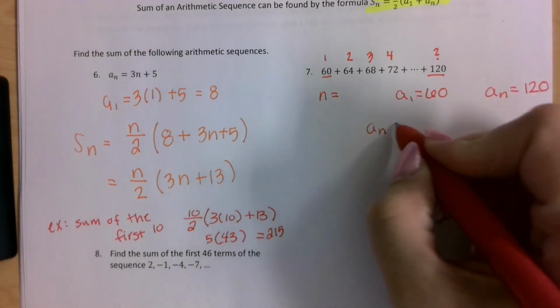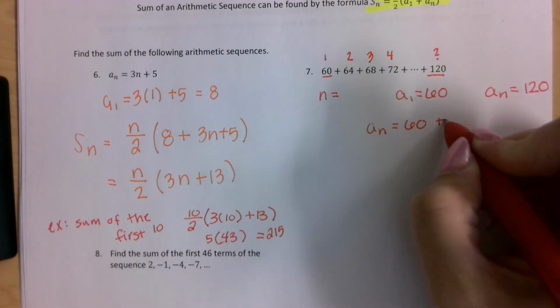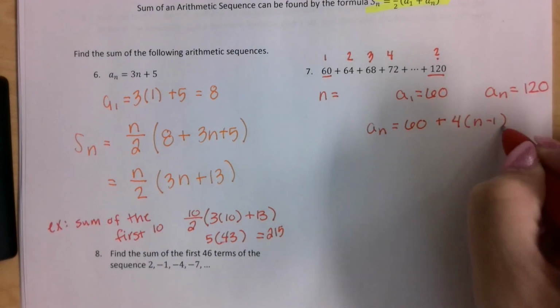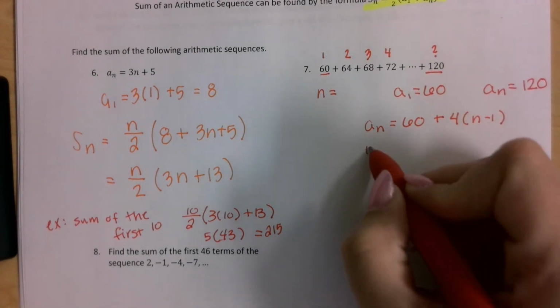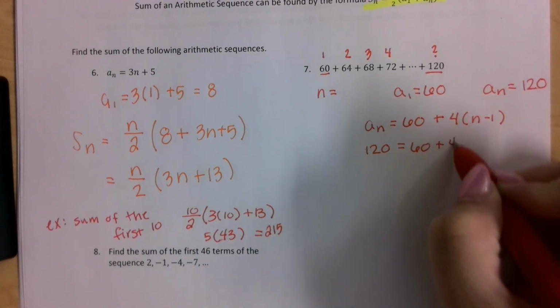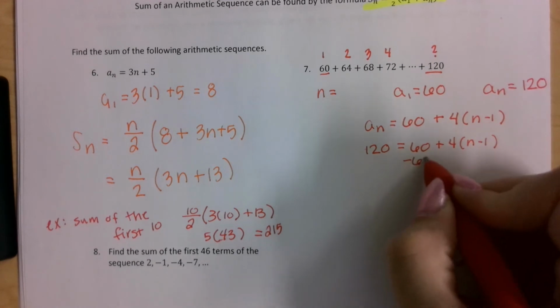So a sub n is equal to our first term, 60, plus our common difference, which in this case is 4, times n minus 1. Okay, well, a sub n is 120, I should say. 120 equals 60 plus 4 times n minus 1. Solve for n.